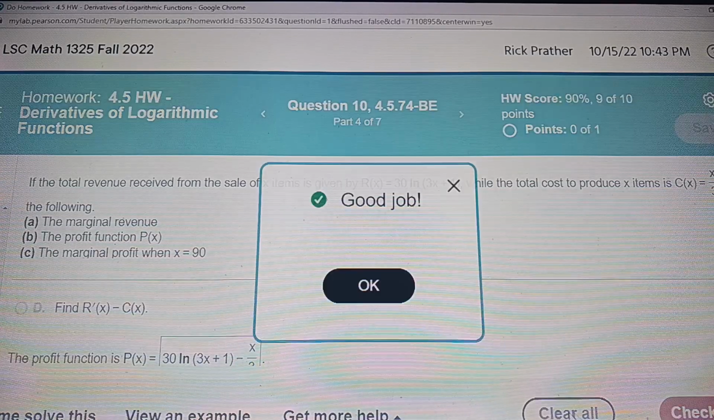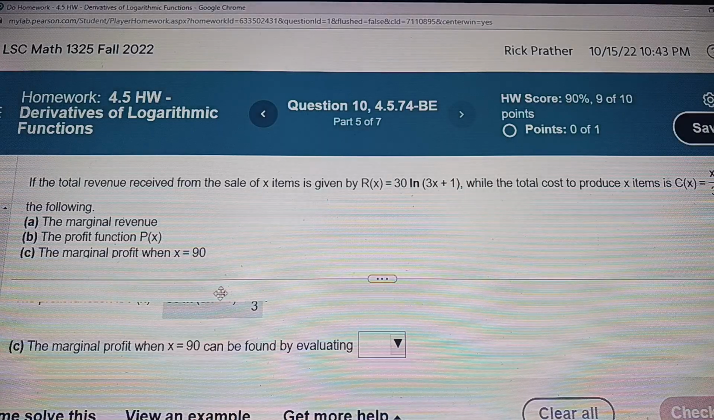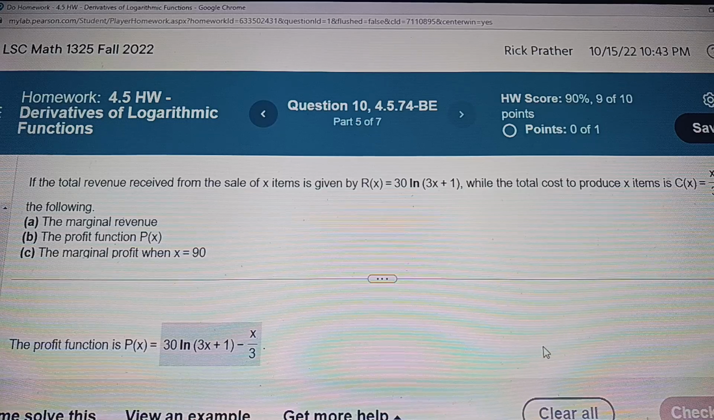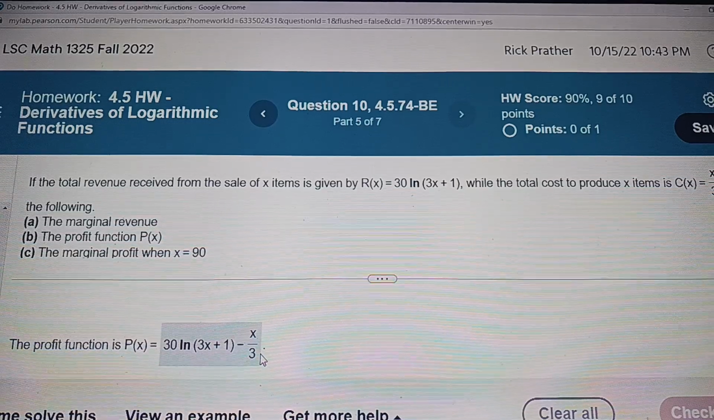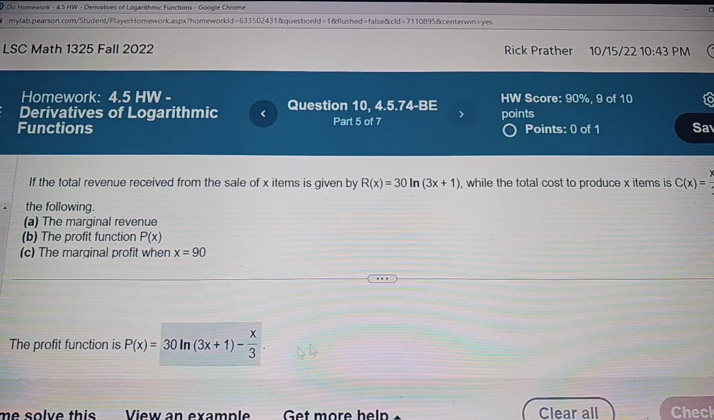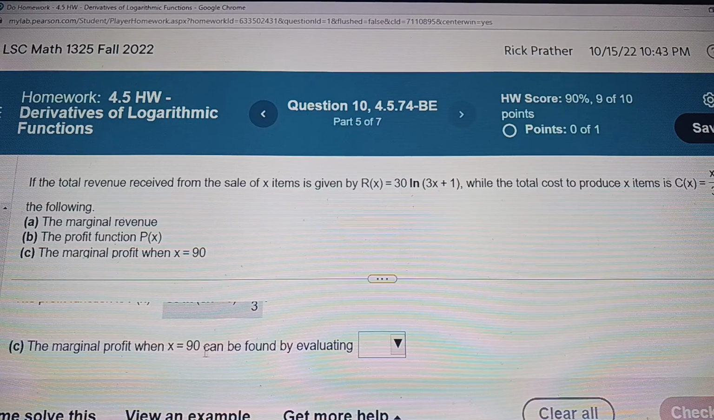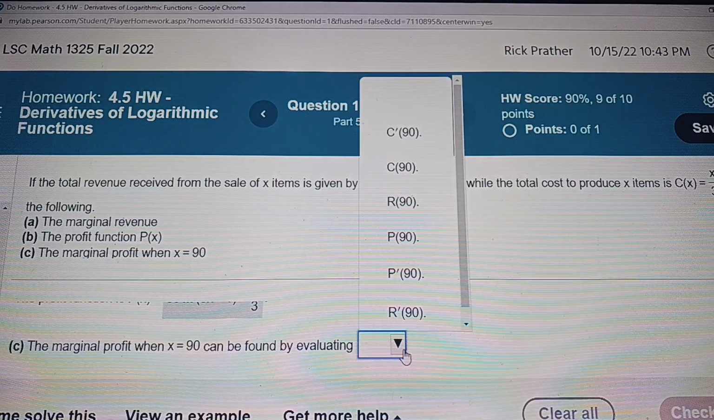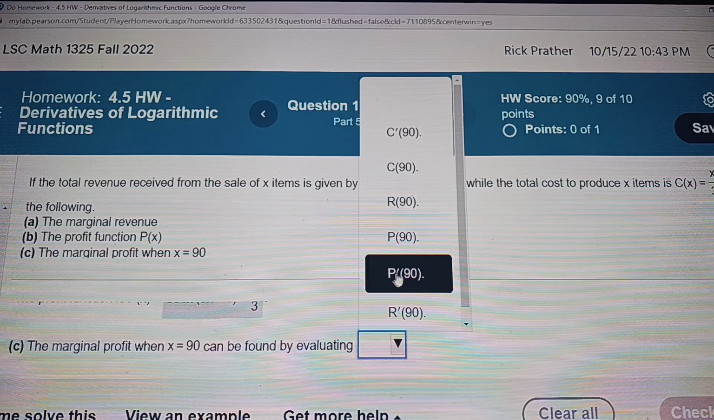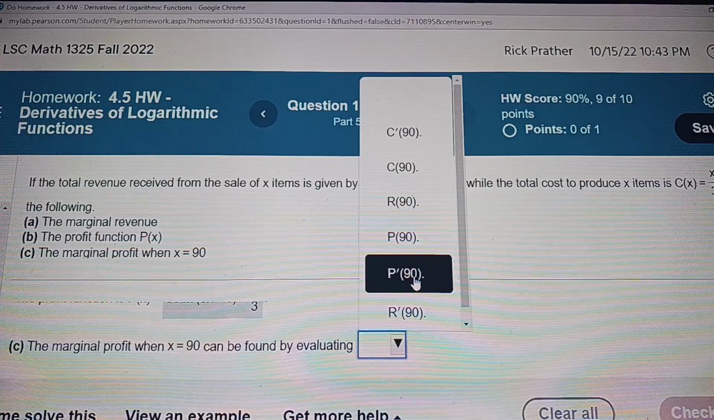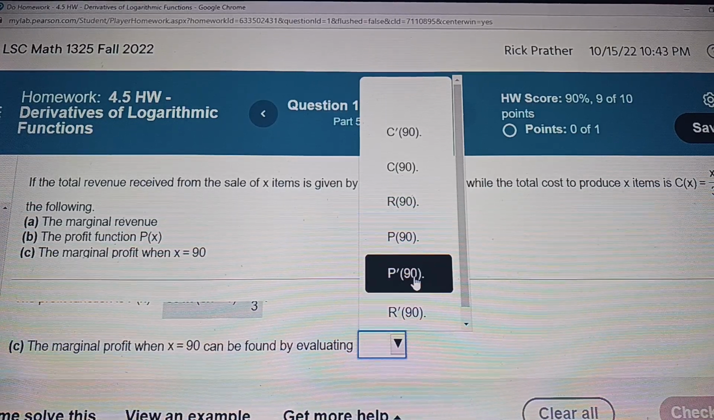Okay. And now find marginal profit when x is 90. So this is the same part C as the last problem. So I need to do the derivative of this, if you can see it. I need to do the derivative of this in general first, and then I can plug 90 into that. The marginal profit when x equals 90 can be found by evaluating marginal profits. We need P prime of 90. So first I'll do P prime of x to figure out what it is, and then I'll plug the 90 in and do P prime of 90.